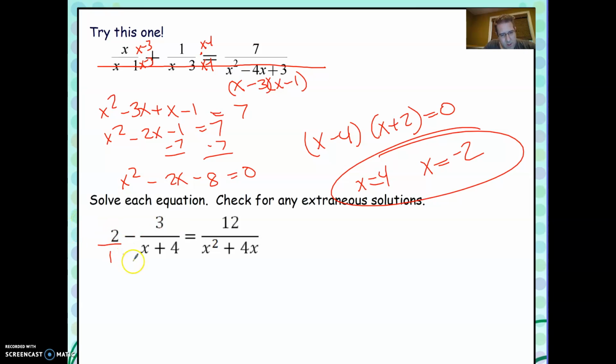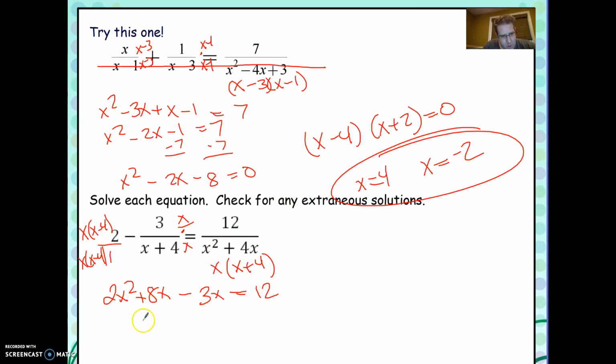So we have 2 over 1, so this is x times x plus 4. All right, so we're going to multiply this by x over x and this by x times x minus 4, or basically just this. All right, so 2 times this. All right, so they're all going to have the exact same denominators now. So 2 times this would be 2x squared plus 8x. I basically just did 2 times this, which is the same thing as 2 times its factored form. Minus 3x and equals 12.